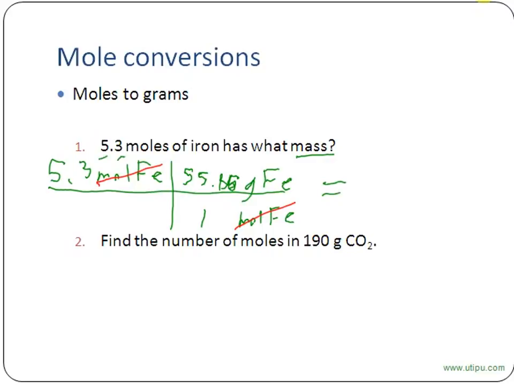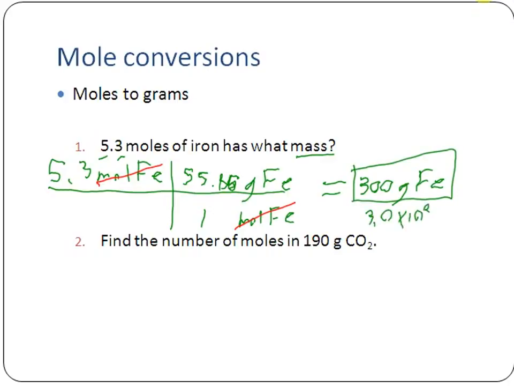Since we only have 2 significant figures here, that's actually going to round to 300. And so we have 300 grams of iron. And so that's going to be our final answer here. Or if you wanted to, you could do 3.0 times 10 to the second grams of iron. Both of those are correct. The second one conserves the right number of significant figures, though. So either one will be fine. So this is how you'd go about figuring out conversion from moles to grams.